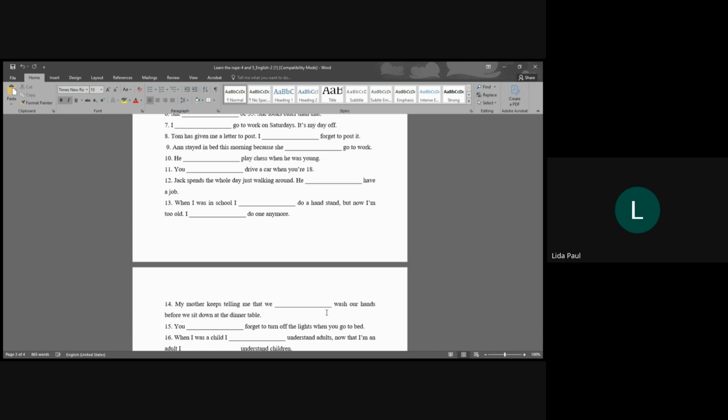And when I say he would play chess when he was young, what does it mean? Is it ability? It is not ability. More than ability, what I am trying to talk about is a reference to a repeated action, an activity that used to happen regularly. So he would play chess when he was young. The meaning is this person used to play chess regularly. This was a habit or a repeated action for this person when the person was young.